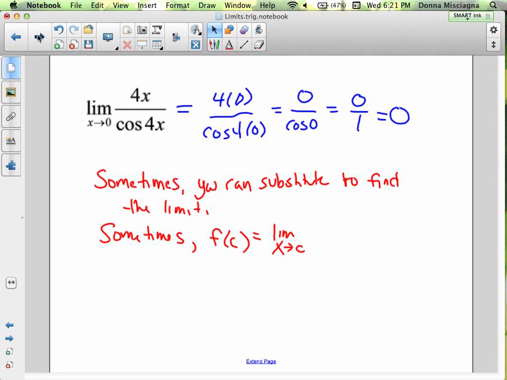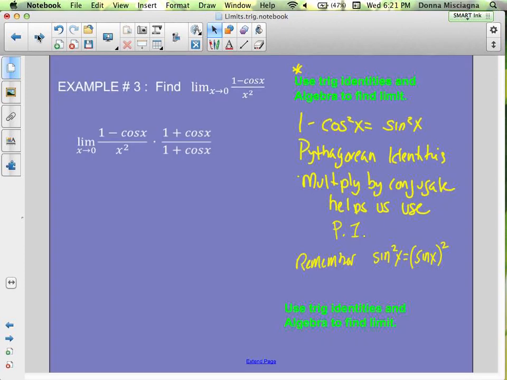Let's look at another problem. All right, so now we're going to find the limit as x approaches 0 of 1 minus cosine x over x squared. Now this one, you can't just plug 0 in. The numerator is going to go to 0, that's real clear. And if you were to do substitution, the denominator goes to 0 because that's 0 squared.